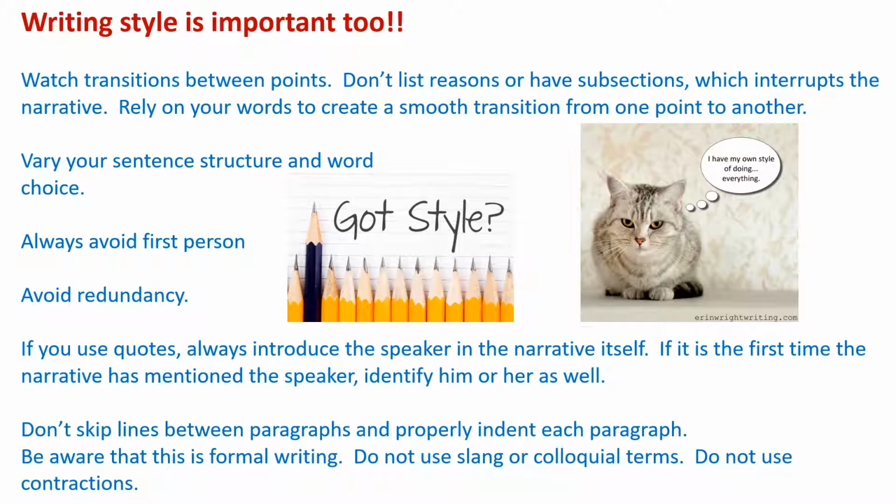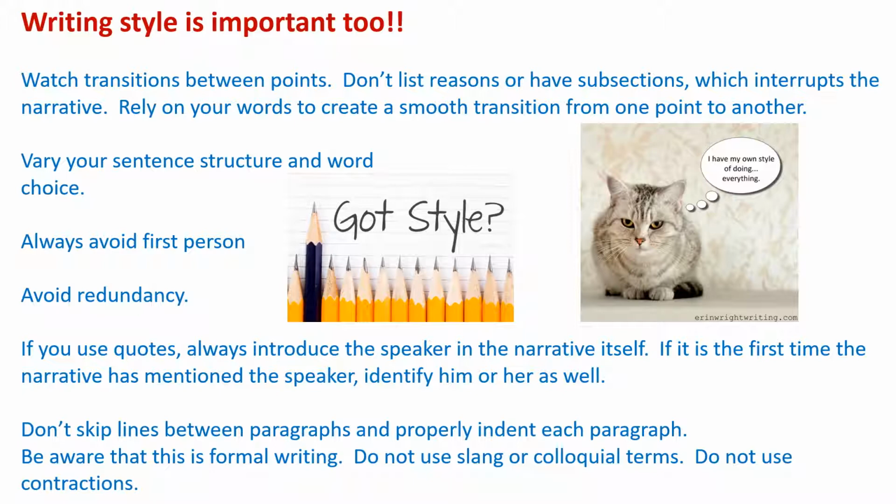You don't want to list. Even though you're writing from a thesis and developing it, you don't want to have each subpoint numbered. There's really no reason to have subsections. It all interrupts the narrative. You just want to rely on your words to create a smooth transition from one point to another and distinguish when one point ends and another one begins. So you vary your sentence structure. You have a lot of different clauses and word choices, and you try to avoid first person, which can be unclear. Always check for redundancy.